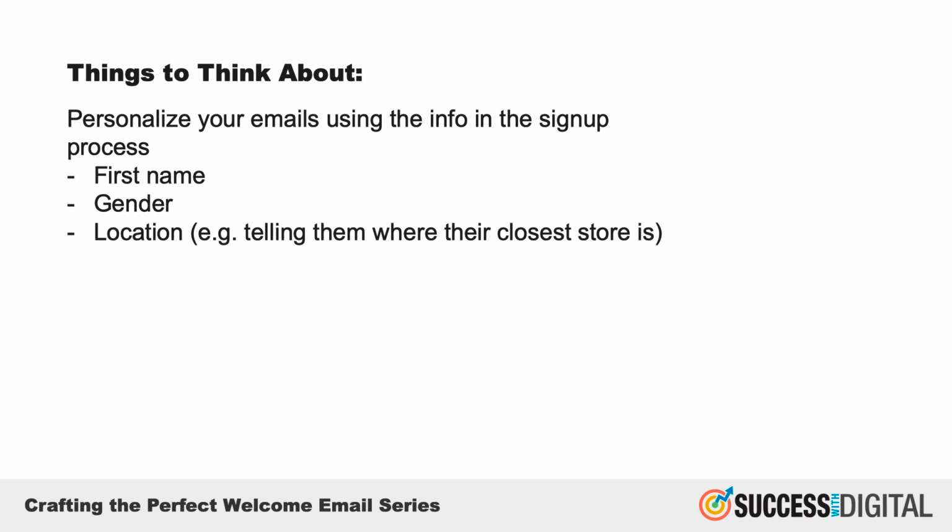Also, some things to think about would be really looking at personalizing your emails using the info from the sign up process. So depending on the information that you want to ask of your list, typically first name and email is one of the easiest to get. But then some people will ask for things like birthdays because you want to run a birthday club, or locations.